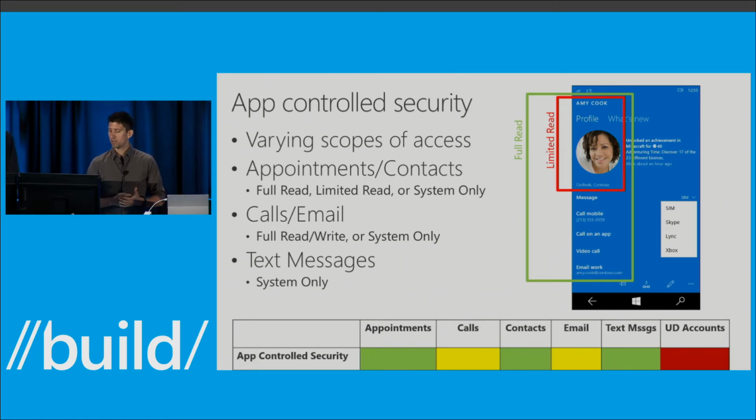For calls and email, we just have 2 categories, full read-write or system only. And for text messages, we have system only available. So again, just to repeat on these, the color coding here, we have these available for appointments and contacts, and text messages are available with just the general capability. Text messages is actually a little bit odd though, so I should call that out here.